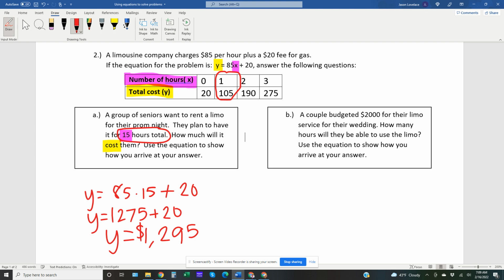Okay, now the second part of this question is going to be the opposite. So here, a couple budgeted $2,000 for their limo service for their wedding. How many hours will they be able to use the limo? Use the equation to show how you arrive at your answer. So here, instead, now I know my total cost, okay? I know that I can spend $2,000. That can be my total cost.